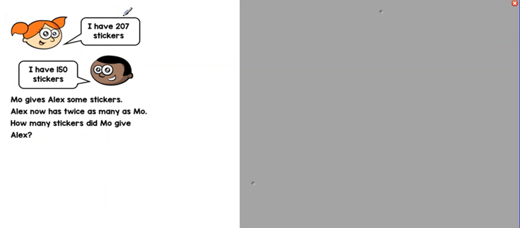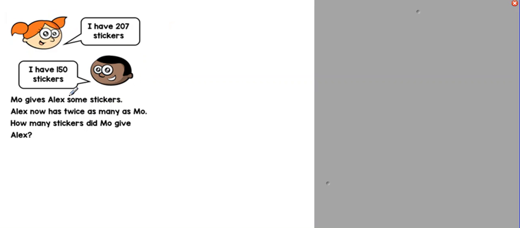I have 207 stickers. I have 150 stickers. So Mo gives Alex some stickers. Alex now has twice as many as Mo. How many stickers did Mo give Alex? So Alex is the girl here and Mo is the boy here. The first thing that I would do is I would draw a bar model. You need to add together the amounts to reach your total amount.